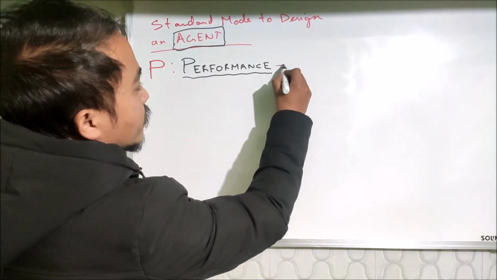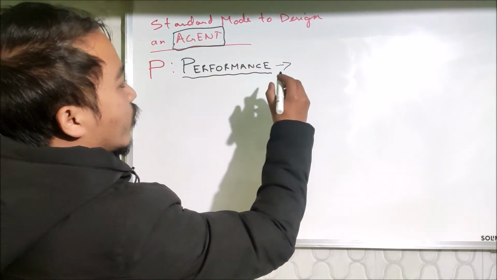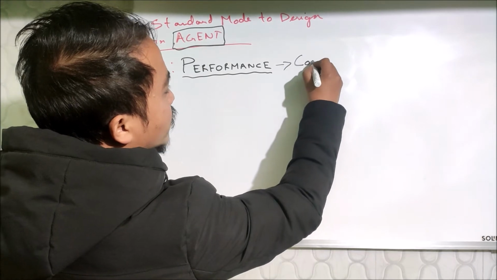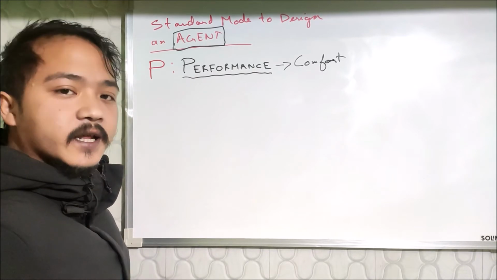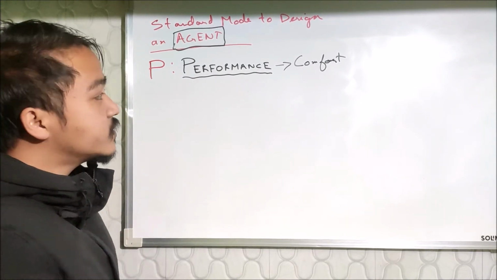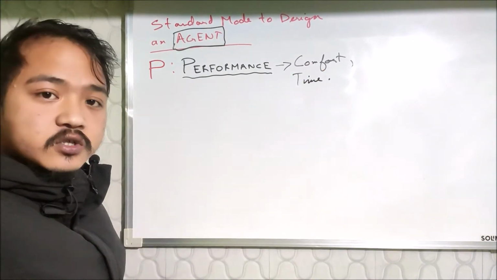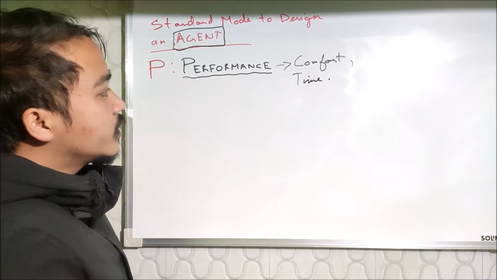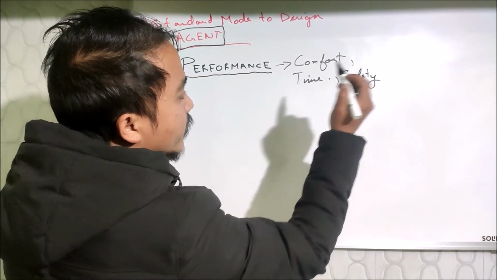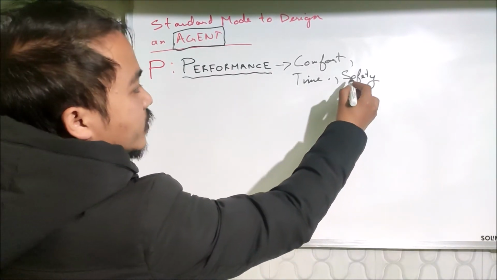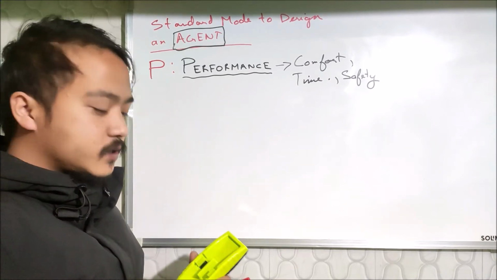For example, in the performance, let's take the example of a self-driving car. Performance constitutes comfort: how comfortable you are sitting in that driverless car, that is the performance it gives. Now you have the time, time is also comfort. And also you have safety. Safety is also one of the performances that should be provided by the agent. I hope you understand.